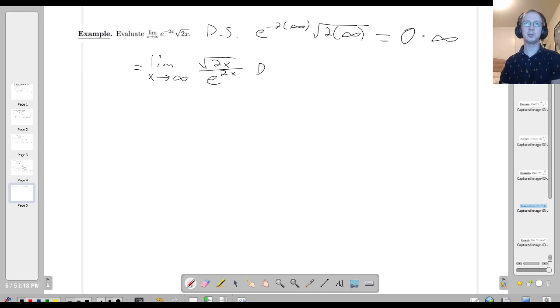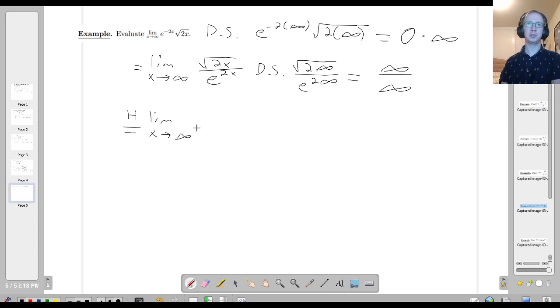So let's try direct substitution again. This is really the same function, just written a different way. So I've got the square root of 2 times infinity over e to the 2 times infinity. So this is infinity over infinity. Now, not only do I have a quotient, I got one of those 5 indeterminate forms that lets me use L'Hopital's rule. So now I can use L'Hopital's rule.